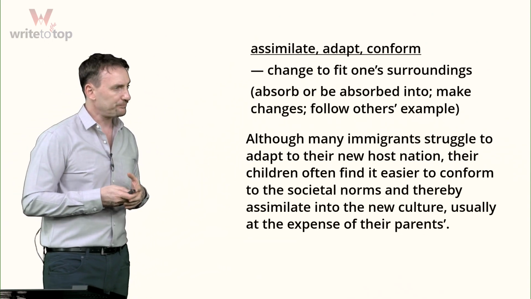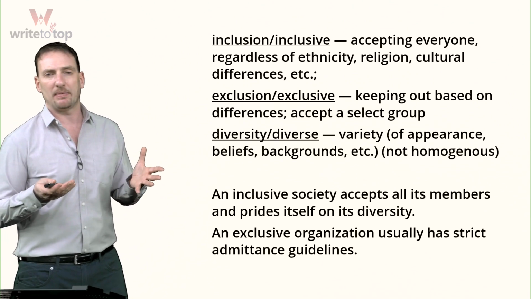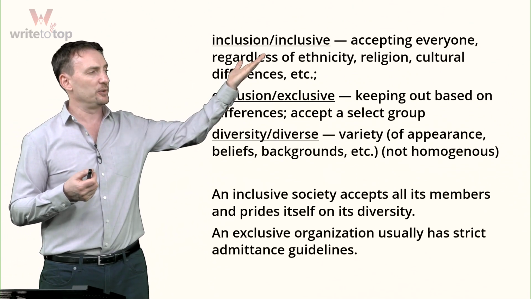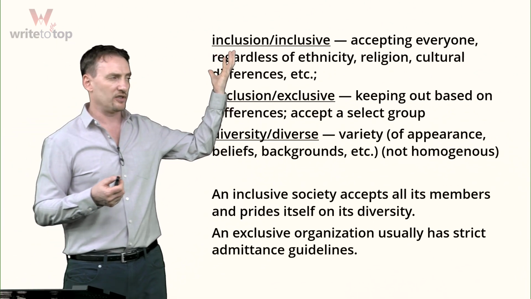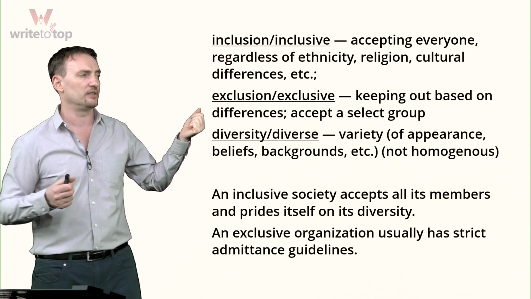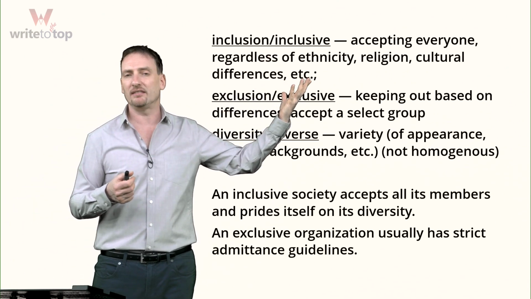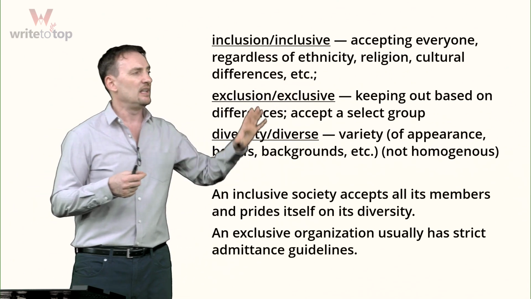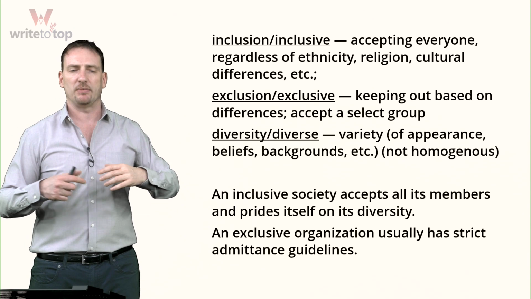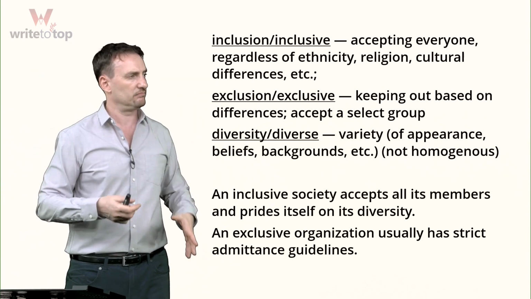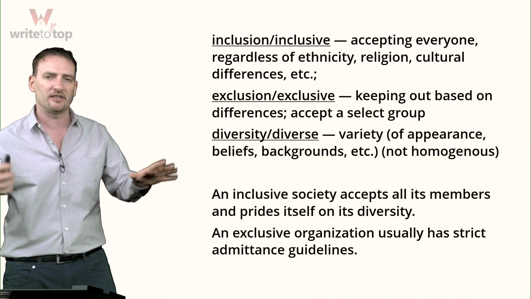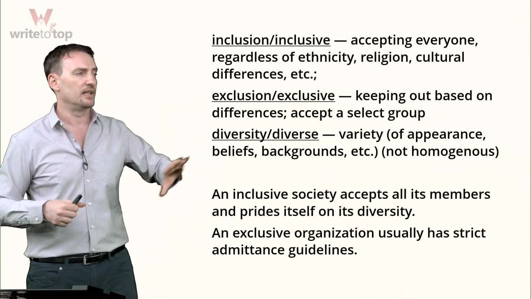Okay? Now, if we continue to talk about society, you have an inclusive society, you have an exclusive society, and you have diversity. And you have inclusion, noun, exclusion, noun, inclusivity, exclusivity, also nouns. So inclusive means you take everybody. It doesn't matter race, ethnicity, religious belief, any sort of views on anything, political views, you accept everybody.